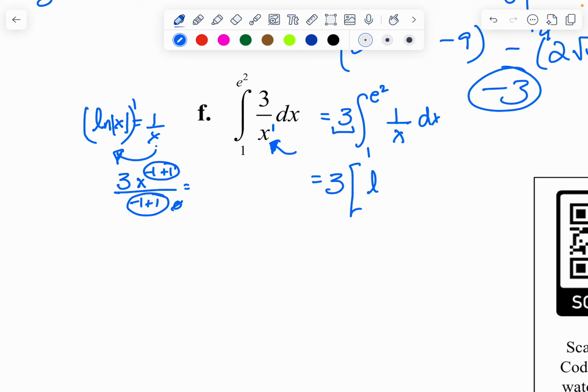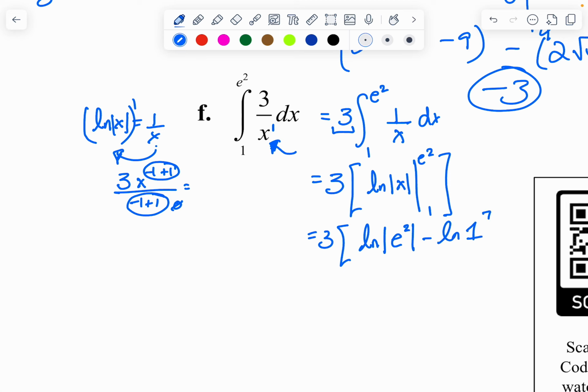We got ln absolute value of x from 1 to e squared. Remember that 3 is going to stay on the outside till the very end. Don't ever forget those constants that you do take out. Minus ln of 1.